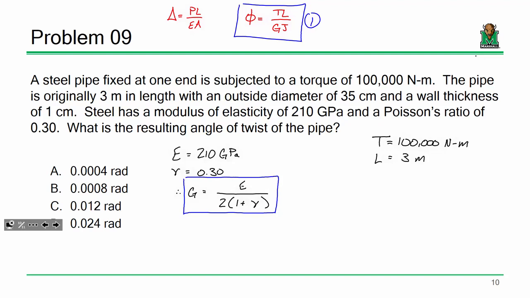All right, here, let me move that over here. So one of you compute G and tell me what it is. So 210 divided by 2 times 1.3. 80.77. Okay.